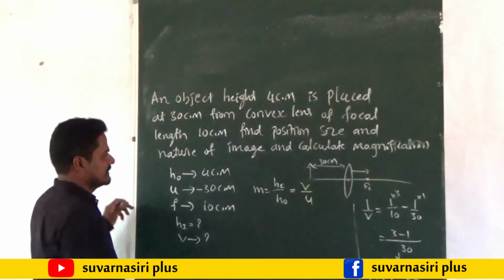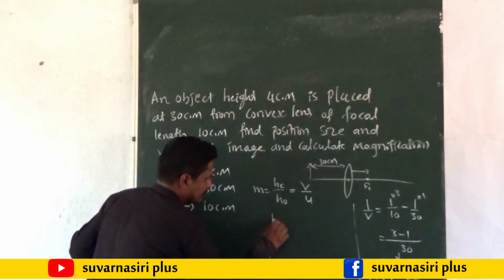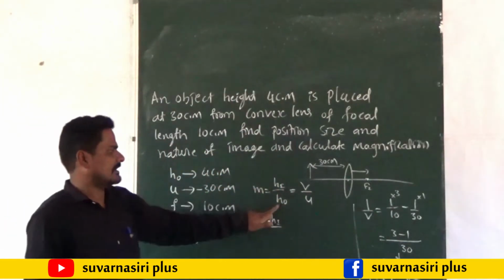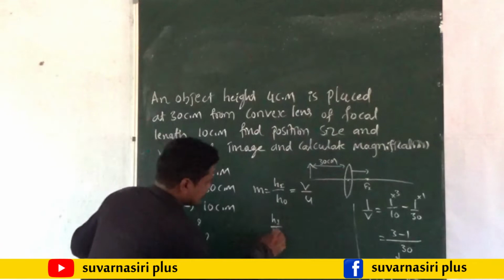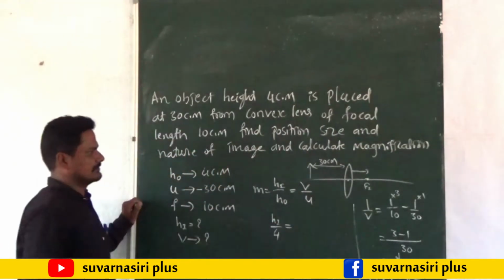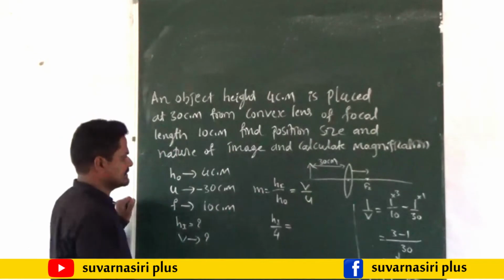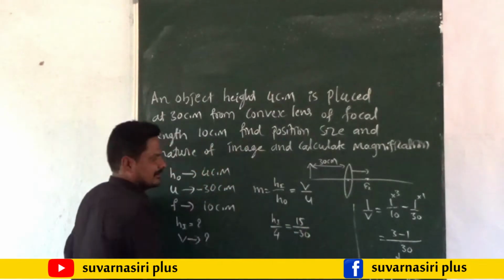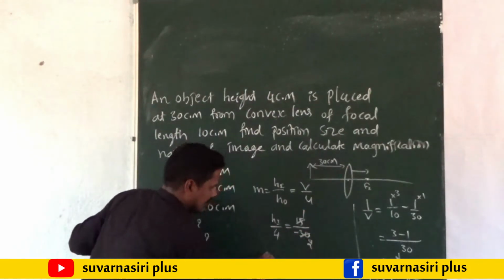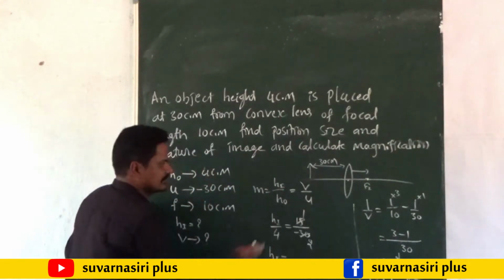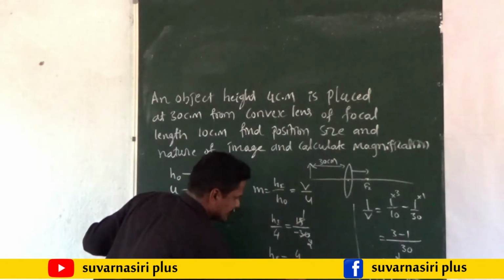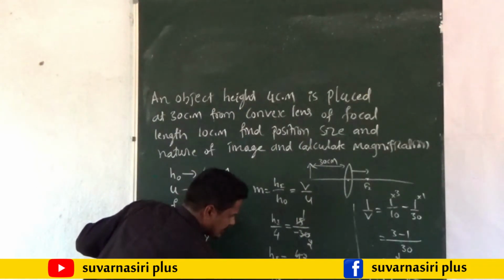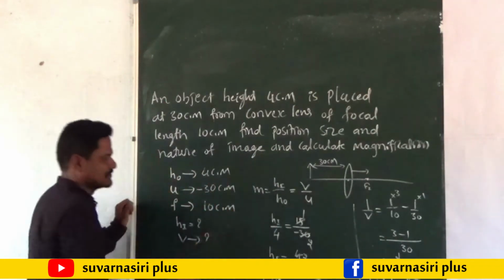So we have to calculate the size of the image. The height of the image we don't know, divided by the height of the object, which is 4 centimeters, is equal to v, which is 15 centimeters, divided by u, which is minus 30. 15 ones are 15, 15 twos are 30, so it is minus 1 by 2. Cross multiplying, the height of the image is 4 by minus 2, so h i is equal to minus 2 centimeter.